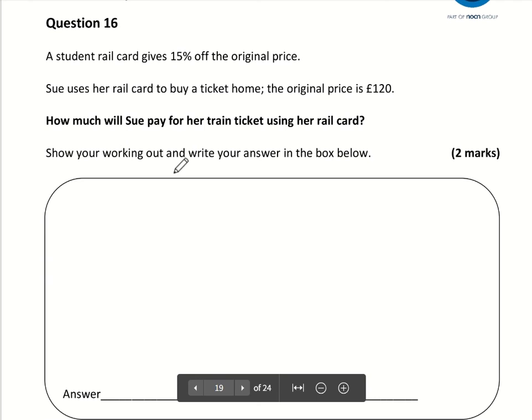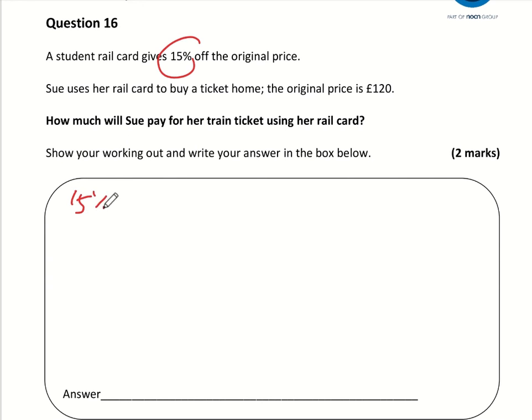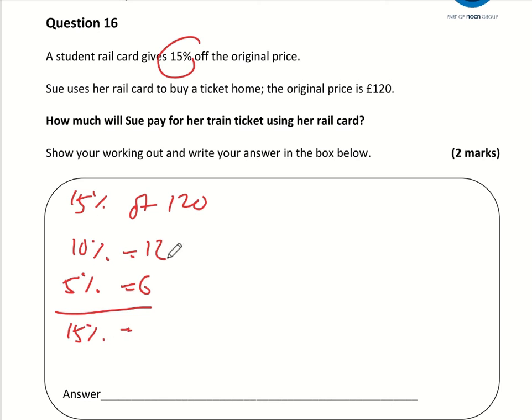Okay, so question number 16, probably the easiest way is to work out, well, what is 15% of 120? Well, 10% is 12, 5% is 6, so therefore 15% is 12 plus 6, which is 18, so it's 120, take away £18, which is 102.